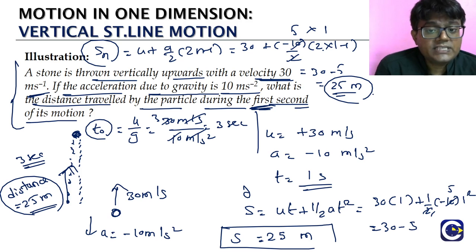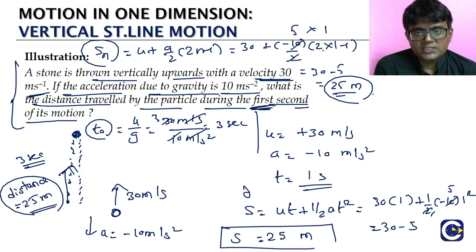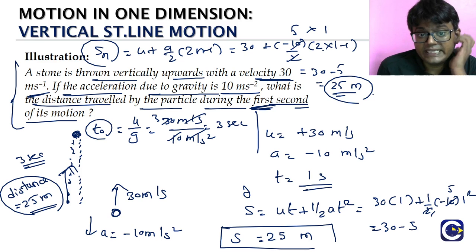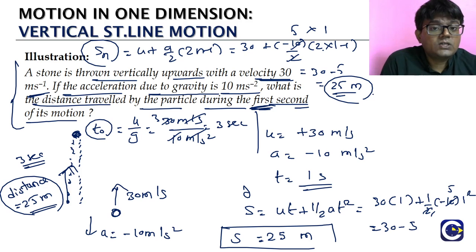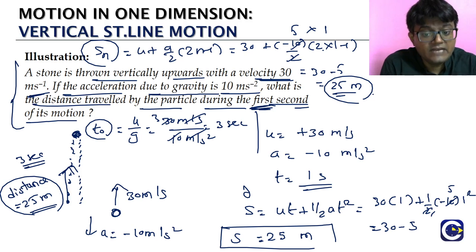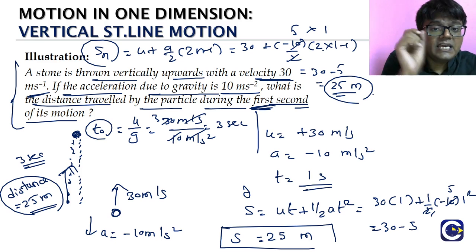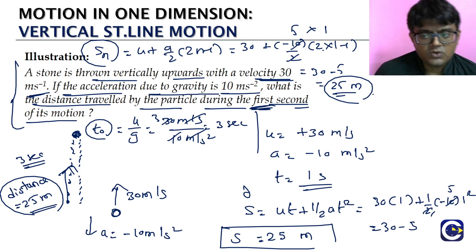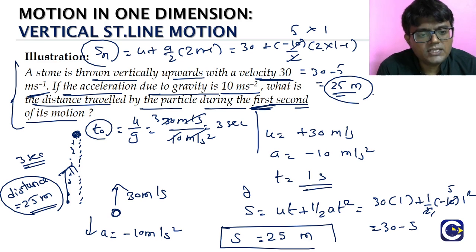But if there is a question on the second second of motion or third second of motion, then we have to use the Sn formula only. If they ask what is the total displacement in 4 seconds, then we have to use the S value, because S represents the total displacement in a given time. Sn represents the displacement in the nth second of the journey. So this is how we can solve this particular question.